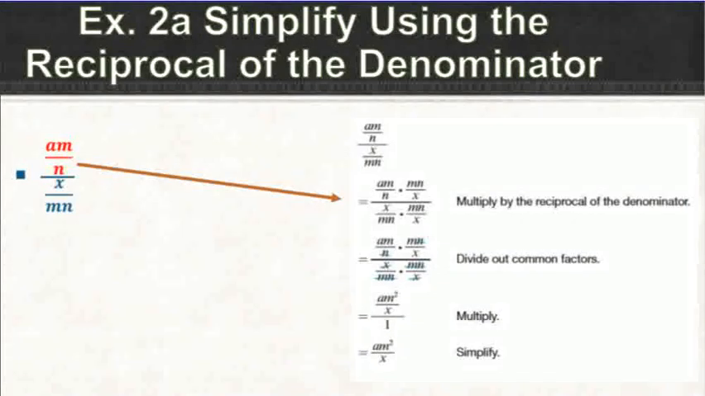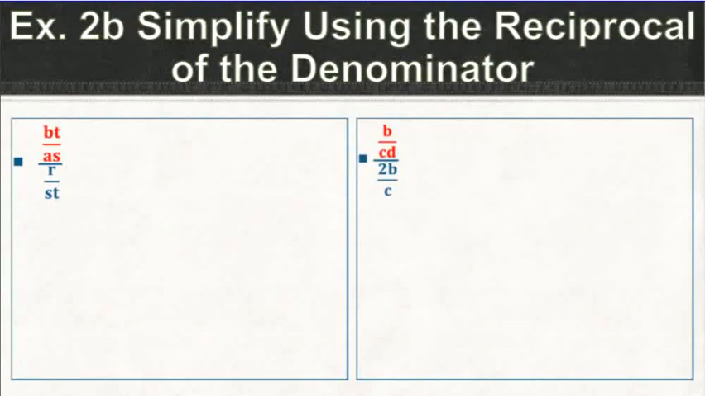The second type of example is simplify using the reciprocal of the denominator. All this page is telling you to do is in the denominator, we want to make the denominator equal to 1. So to make a fraction equal to 1, you multiply by the reciprocal. And whatever you do in the denominator, you must do in the numerator. And then you solve like we just did the last problem. So you can always refer back to this one for a reference. Let's look at an example here.